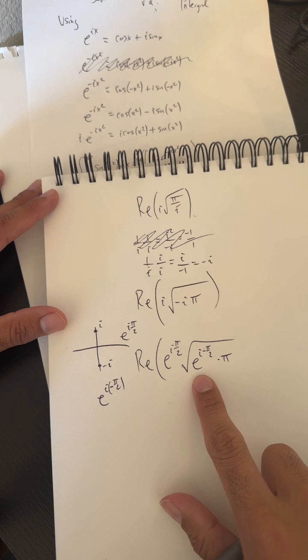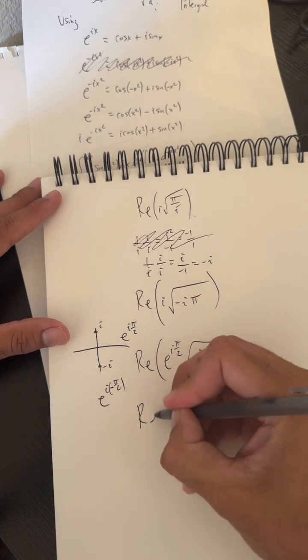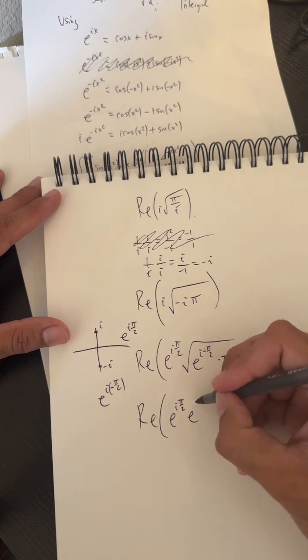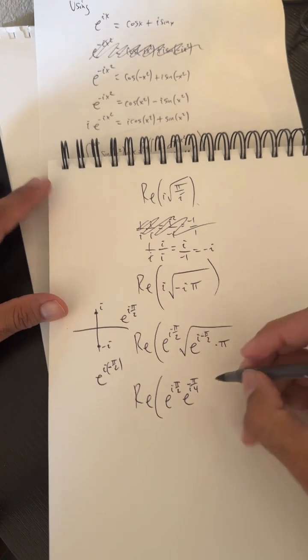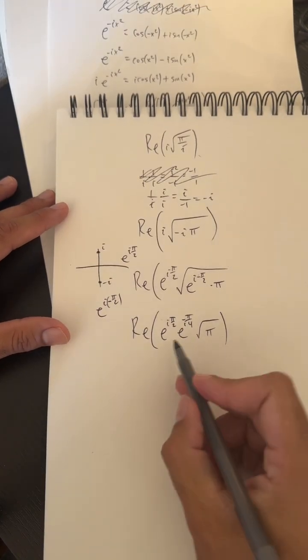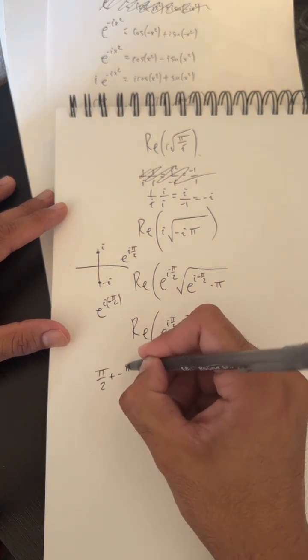Now, one thing you got to remember is that whenever you have these terms and you take the square root, this is just going to become e to the i pi over 2, e to the negative pi over 4. And there's an i there. I'm so sorry. Times root pi. Okay, we're almost done. Now, we're going to go ahead and add these things. This is pi over 2 plus negative pi over 4.